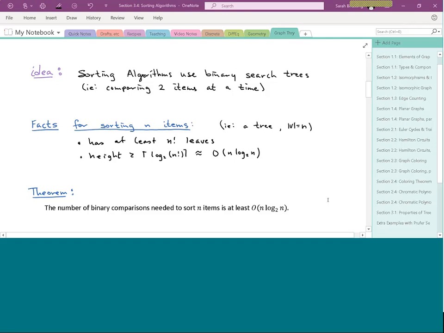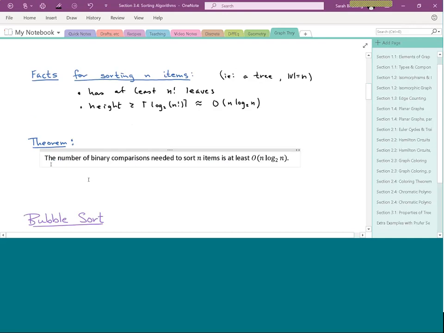Now, that got us into the fact of looking at our theorem, which said that the number of binary comparisons needed to sort n items is at least order n log n, and notice all of that does actually come from this behind-the-scenes stuff. So regardless of whether you built the tree or not, if you're dealing with these sorting algorithms, you've got the tree behind the scenes.